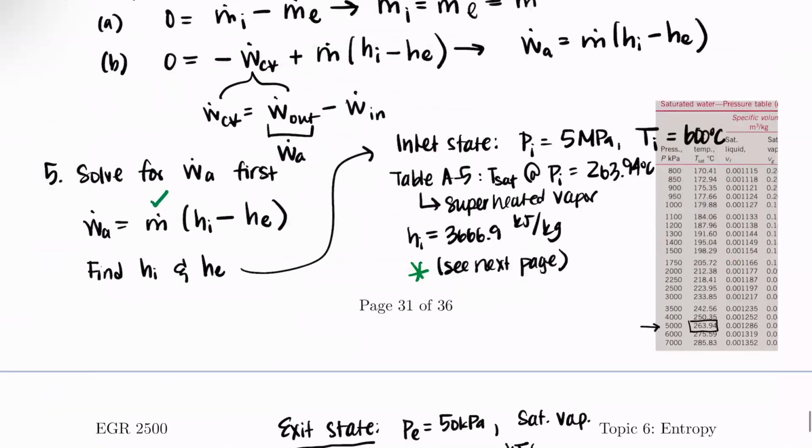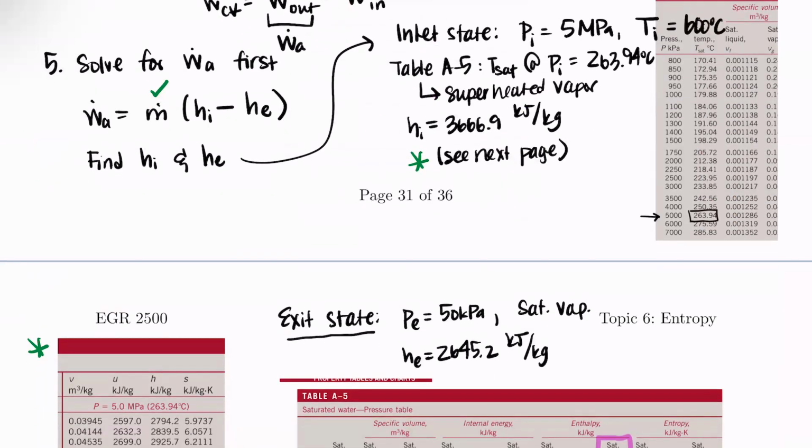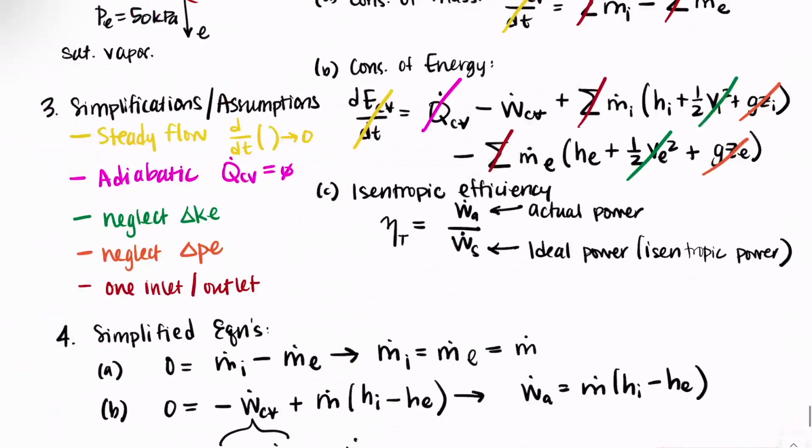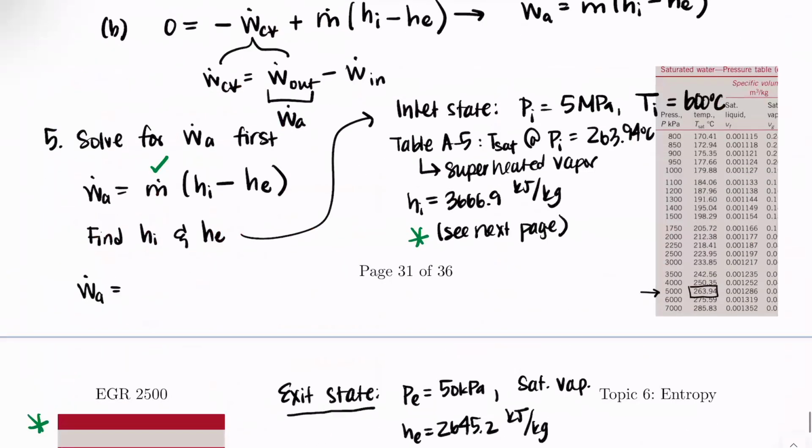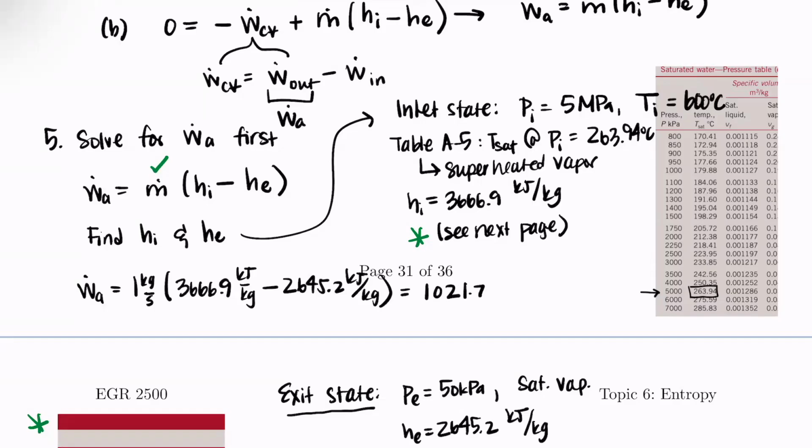All right, and so that means that we can now find W dot A. So our actual power is going to be m dot, which I think is 1 kilogram per second. Yes, so we have 1 kilogram per second times the inlet enthalpy, which is 3666.9 kilojoules per kilogram minus 2645.2 kilojoules per kilogram, which gives us 1021.7 kilowatts.